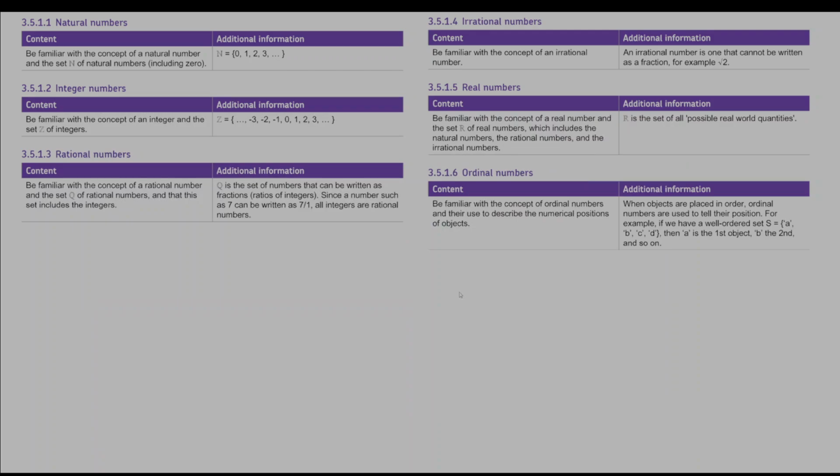Okay, so we'll begin by looking at number systems. So natural numbers are essentially all those numbers that you just learn to count with at a young age. So starting at 0, 1, 2, 3, 4, all the way up towards infinity. Now we see that these are used for counting, and formally they're written as the natural numbers symbol and then just an ever-increasing list.